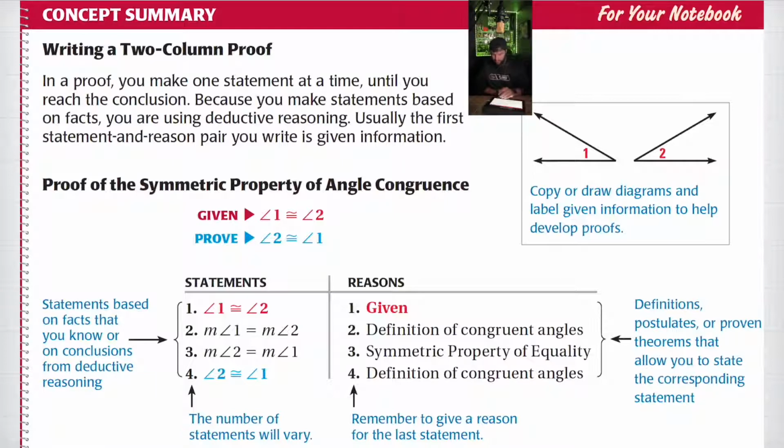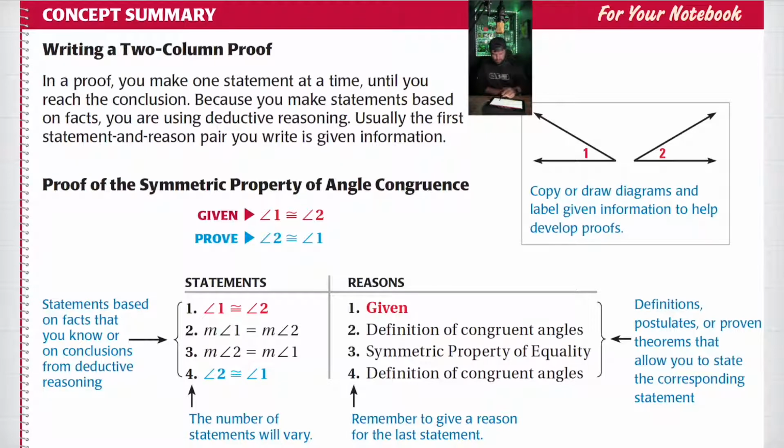So for your notebook, writing a two-column proof. In a proof, you make one statement at a time until you reach a conclusion. Because you make statements based on facts, you are using deductive reasoning. Usually the first statement and reason pair you write is your given information. You guys know that. We did that last class.